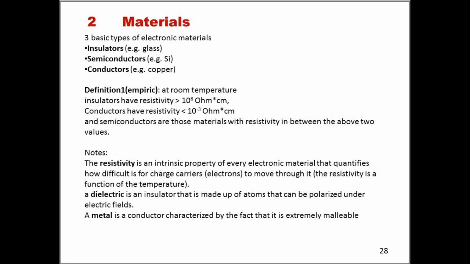Now please note that the resistivity is an intrinsic property of any electronic material, and quantifies the difficulty that charge carriers have in moving through these materials under the effect of an external electric field. A dielectric material is generally defined as an insulator made up of atoms that can be polarized under an electric field. And finally, a metal is generally a conductor that is characterized by the fact that it is quite malleable.